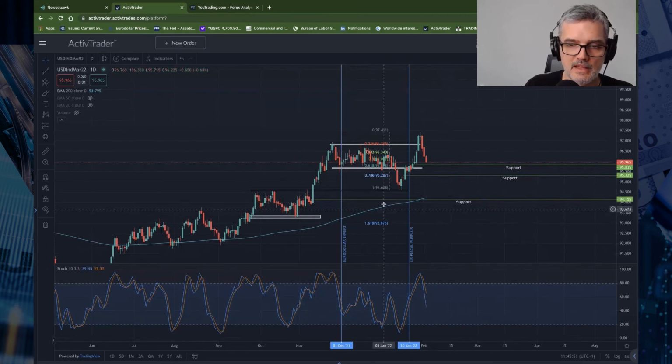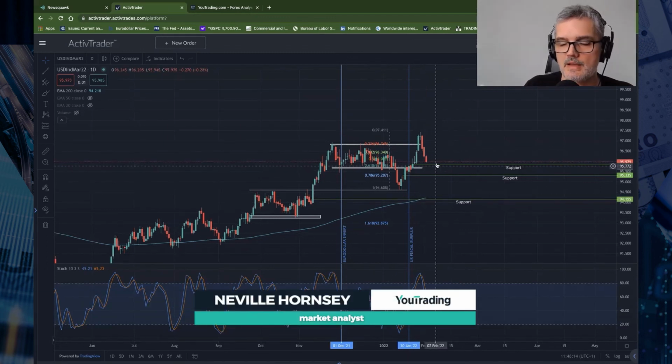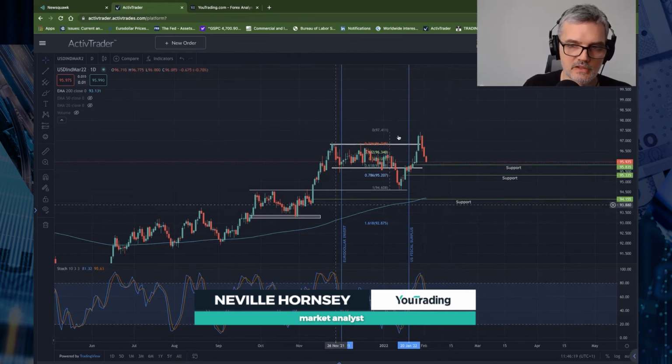If we were to get lower, then we take out the swing low and test the 200 daily EMA, look for support to hold, and then look for rejection, and then look to continue this trend higher.